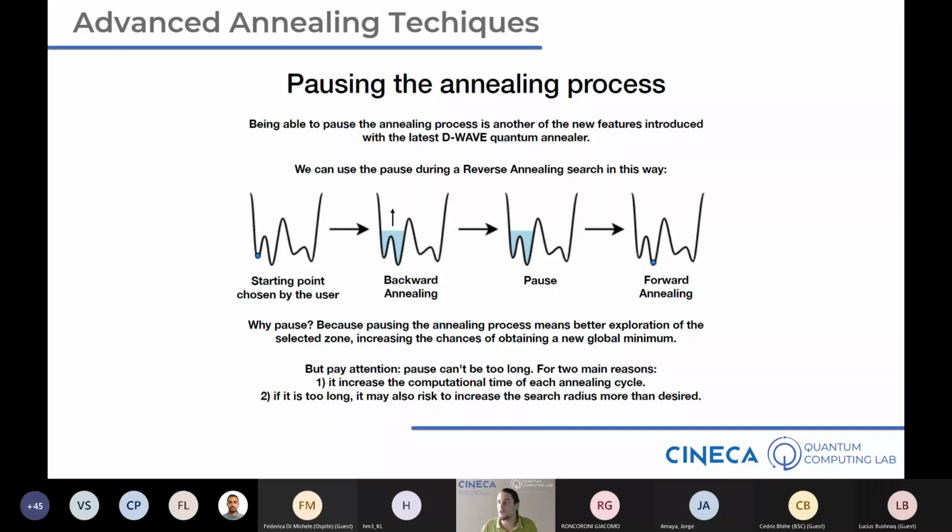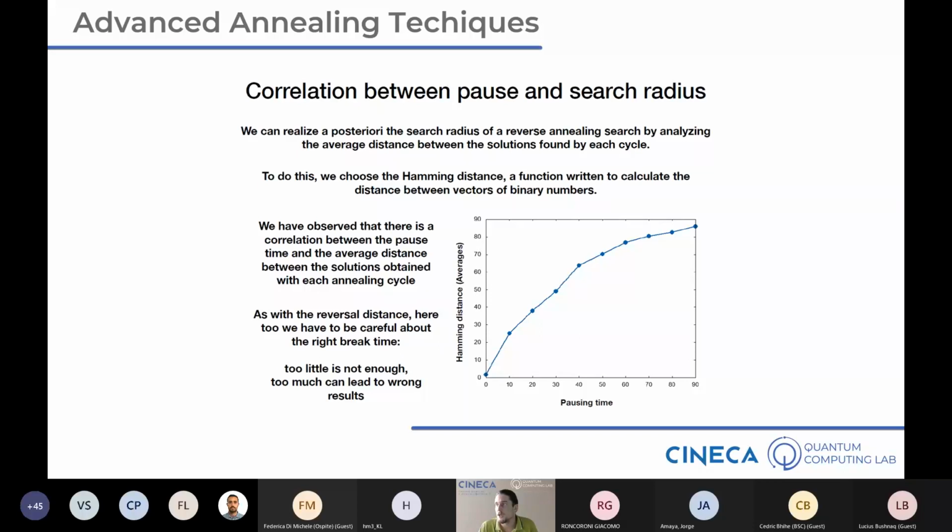And if it's too long, it may also risk increasing the search radius more than desired, and we can go everywhere, literally. In fact, I found there is a correlation between pause and search radius, and between pause and the Hamming distance between two different solutions. So if the pause is long, the Hamming distance between two consecutive solutions obtained by the wave is bigger. So it means that the pause is raising the search radius. And this is not good, because if I fixed a certain search radius for my backward annealing, I want to use this, and I don't want to go over, because I'm afraid that I can find some other minimum that are worse than the one that I have.